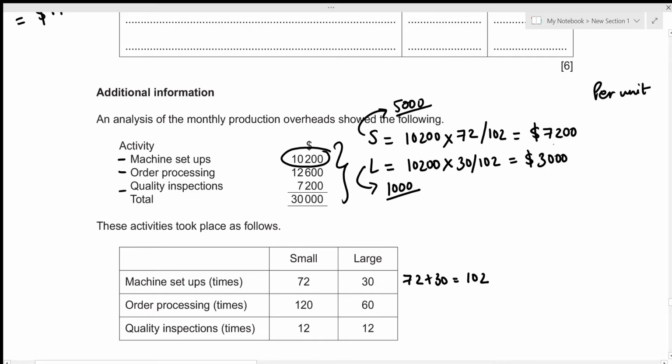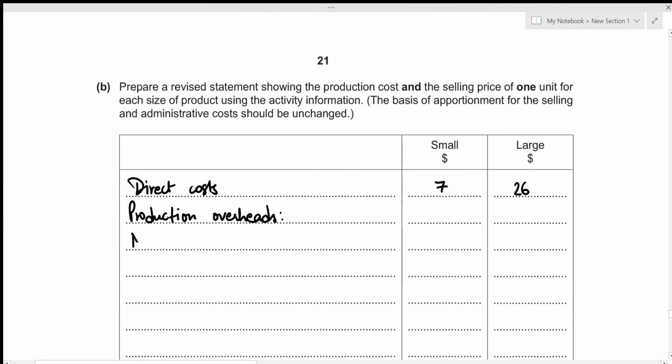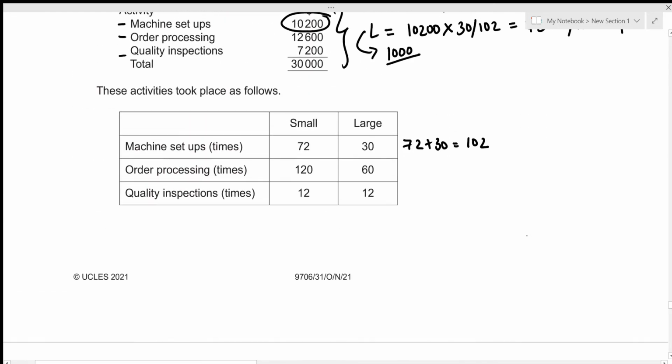We can just divide the total cost by our units. So for small sizes, that's just going to be 7,200 divided by 5,000, which gives 1.44. And for large sizes, that's total cost 3,000 divided by total number of units 1,000, which gives 3. So we will enter these two amounts in our statement under the heading of machine setups. Let's do that. So it's machine setups. For small, that's 1.44. For large, that's 3.